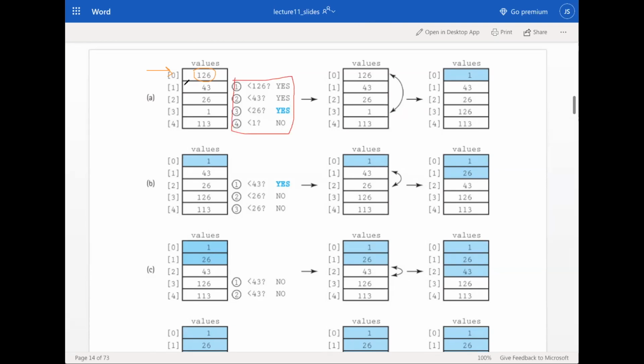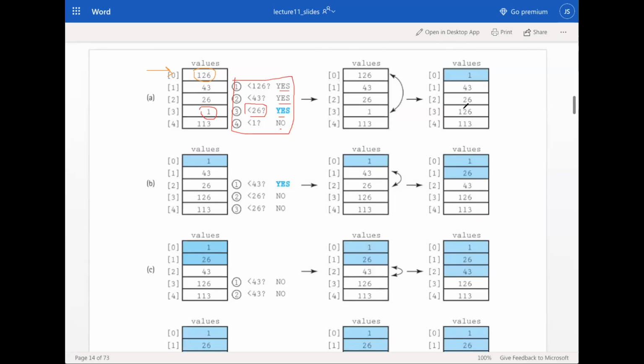This inner loop goes from whatever the outer loop current is, current plus 1, checking to see if every single element inside the second loop is smaller than 126. If this is yes, keep going. While you keep going in the inner loop, make sure that you have the smallest that you can keep track of. This index 3 element 1 is the smallest one.